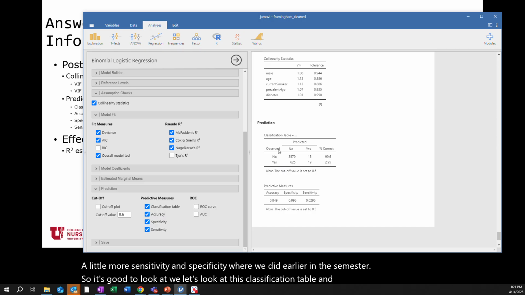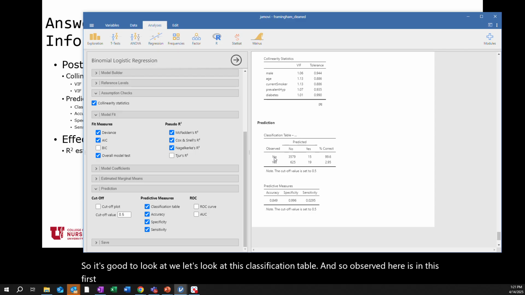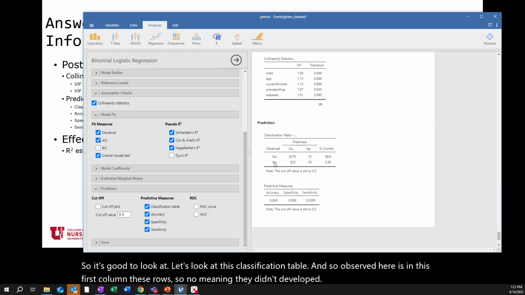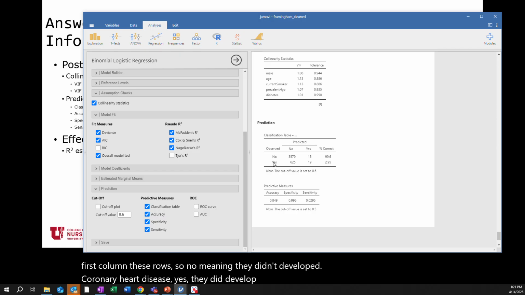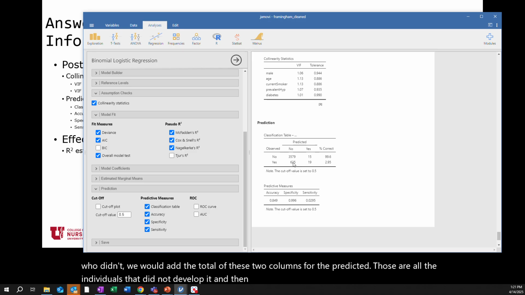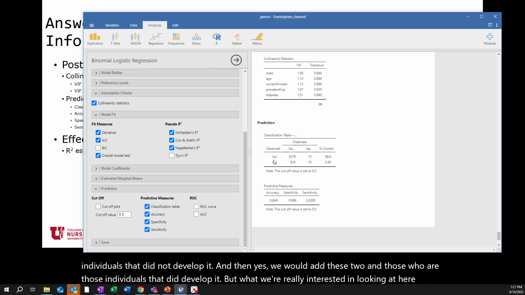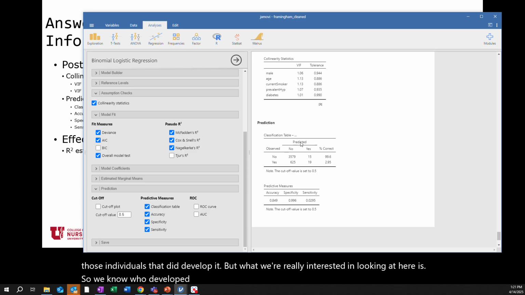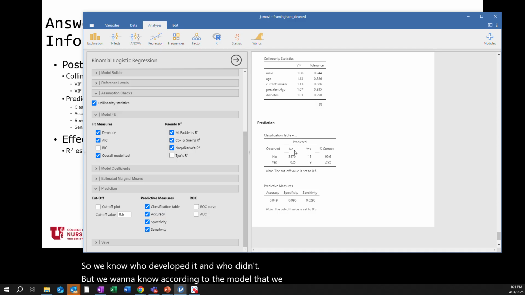Observed here is in this first column, these rows. So no, meaning they didn't develop coronary heart disease. Yes, they did develop it. To get the total for those who didn't, we would add the total of these two columns for the predicted. Those are all the individuals that did not develop it. And then yes, we would add these two, and those are the individuals that did develop it. But what we're really interested in is, so we know who developed it and who didn't, but according to the model that we created, what did the model predict?